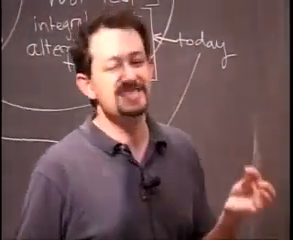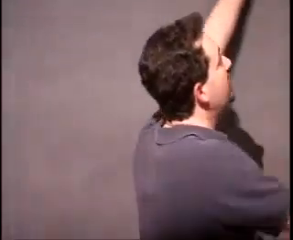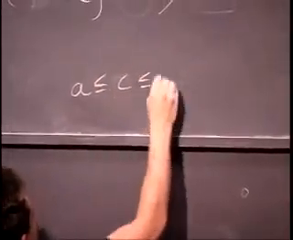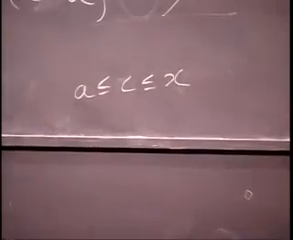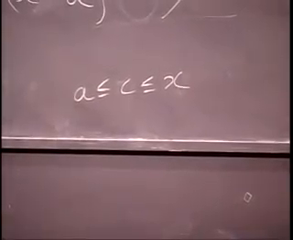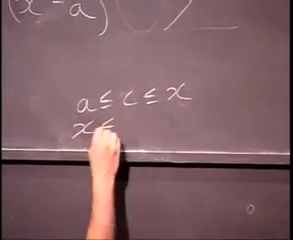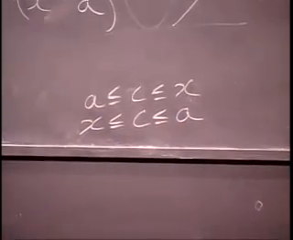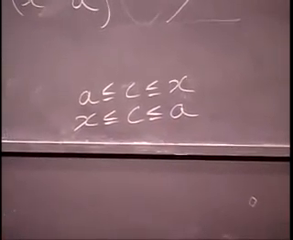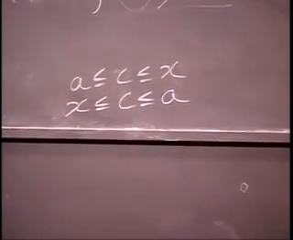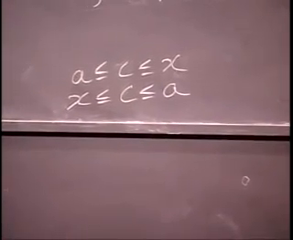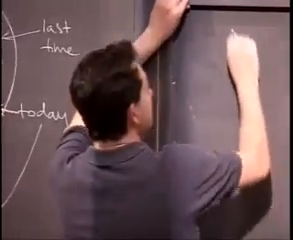First of all, why do I say c is between x and a? Why don't I just write a less than or equal to c less than or equal to x? Well, because sometimes x is to the left of a. So in that case, I'd have to write this. So I just write c is between a and x, whichever one of them makes sense depending on a and x. That's all that means.